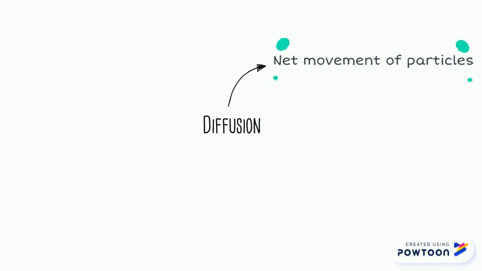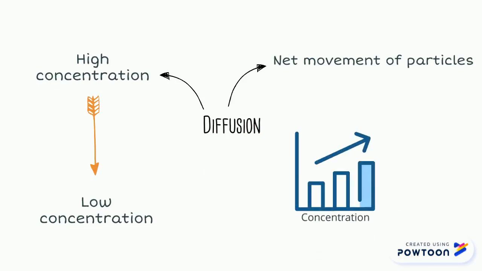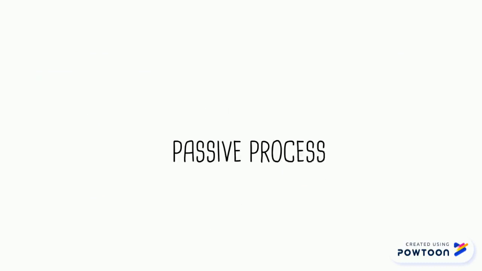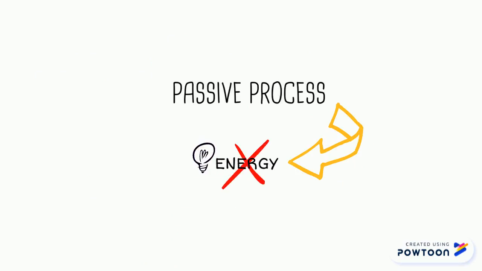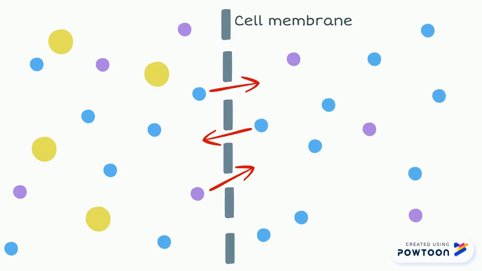Diffusion is the net movement of particles from an area of high concentration to an area of low concentration. The bigger the difference in concentration, the faster the diffusion rate will be. Like osmosis, this is a passive process, meaning that it does not require energy. Small molecules can move in and out of cell membranes, which holds the cell together. Like osmosis, the molecules move randomly.